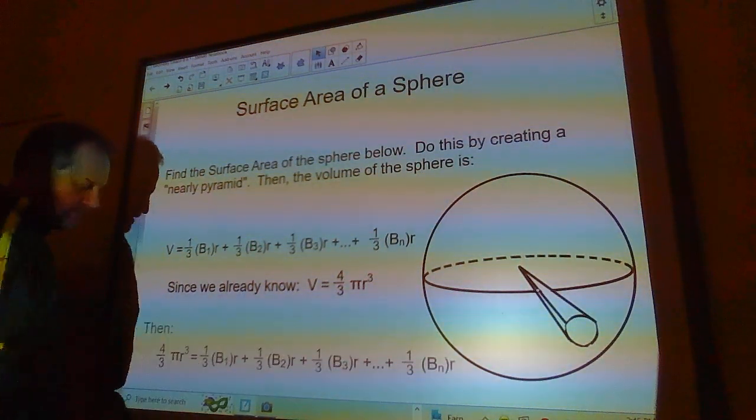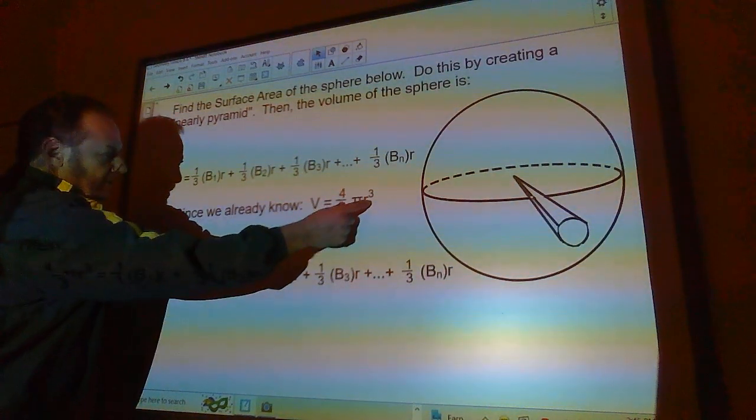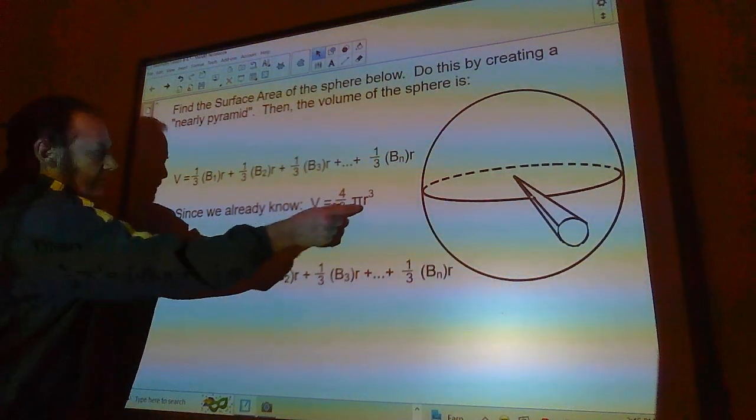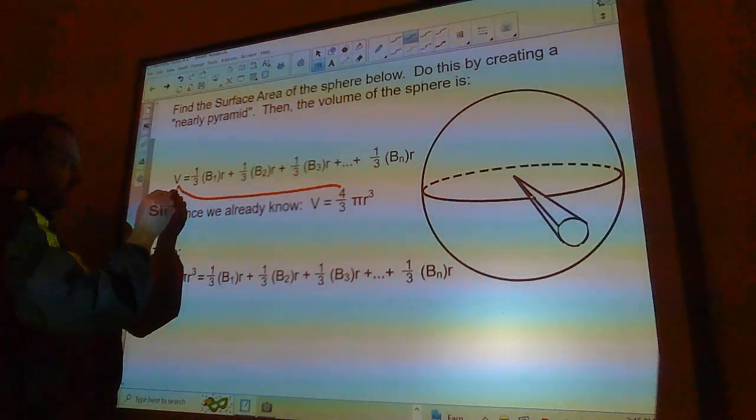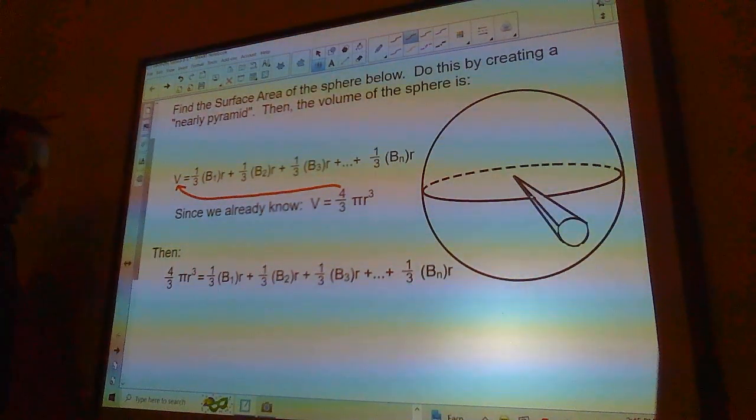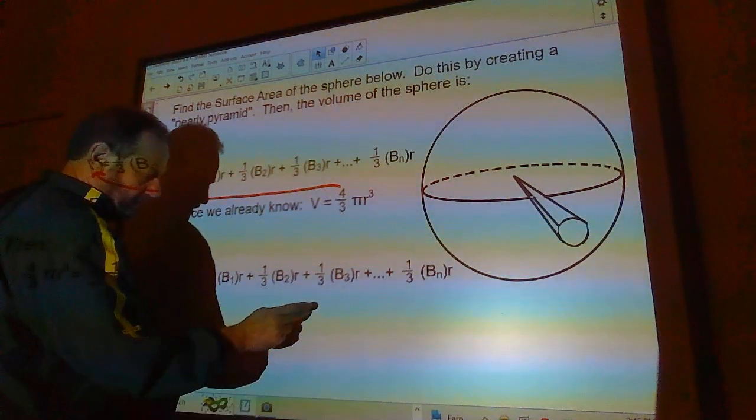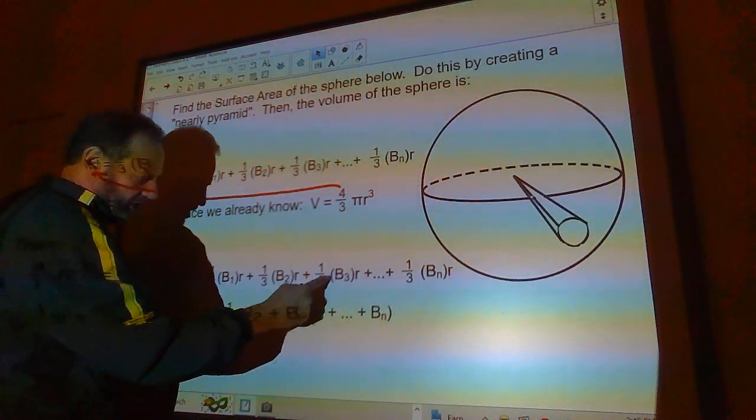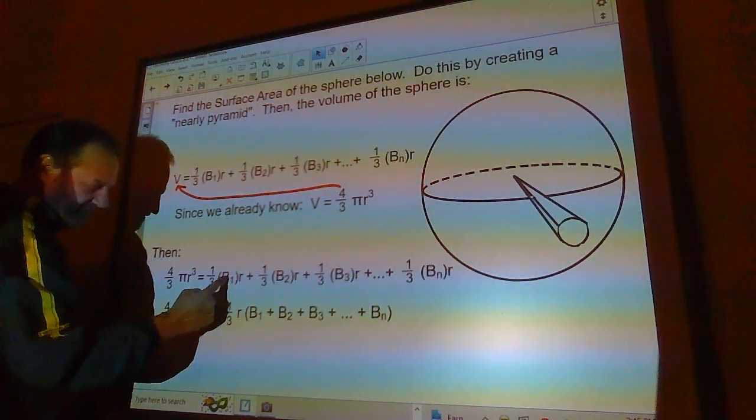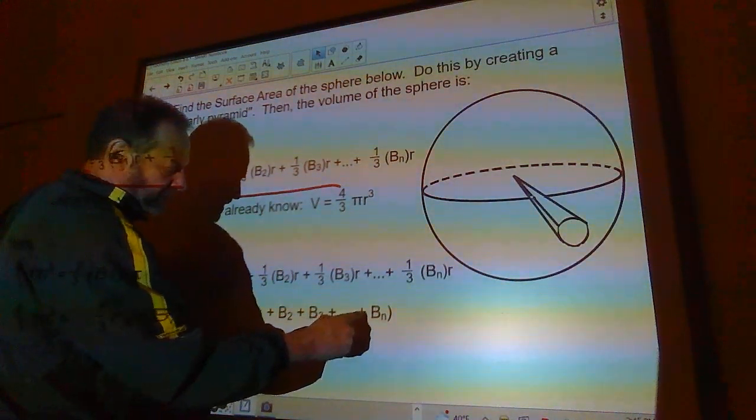So what we can do, here we go. We can substitute 4/3 pi r cubed for the volume. We can just put it in right here. Okay. So we're going to take this, we're going to substitute it in here, and we get this formula right here. So the volume is all of this. Okay. Now, we're going to take all of that. We're going to factor the 1/3 out of all of these. We're going to move it out to the front. And we're also going to factor out the r. So we've got 1/3 r times base 1 plus base 2 plus base 3 plus ... plus base n.